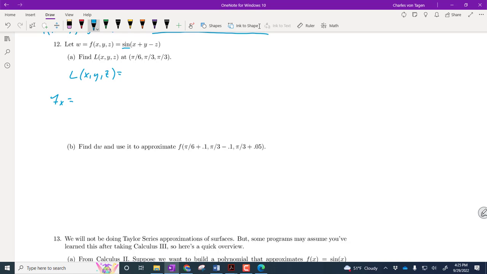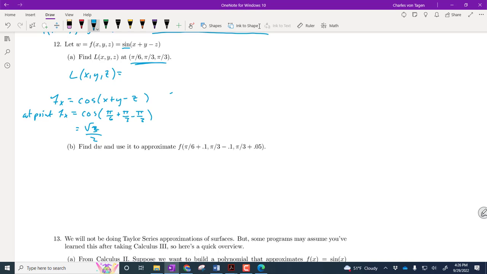For our function here, what's our partial derivative with respect to x? Yep, that's the cosine of x plus y minus z. And so if we find the f sub x at that point, what I'm trying to avoid is having to write that point 5 times. So at the point, what's f sub x? It would be the cosine of pi over 6 plus pi over 3 minus pi over 3, right? And that would be the cosine of pi over 6, which is what? Radical 3 over 2.